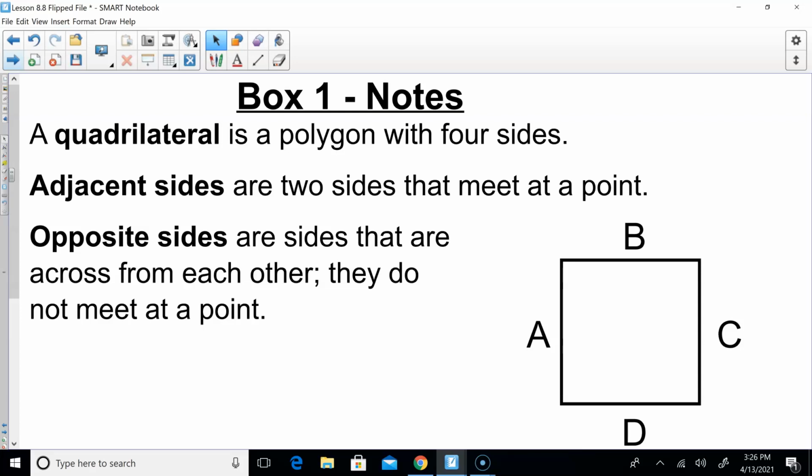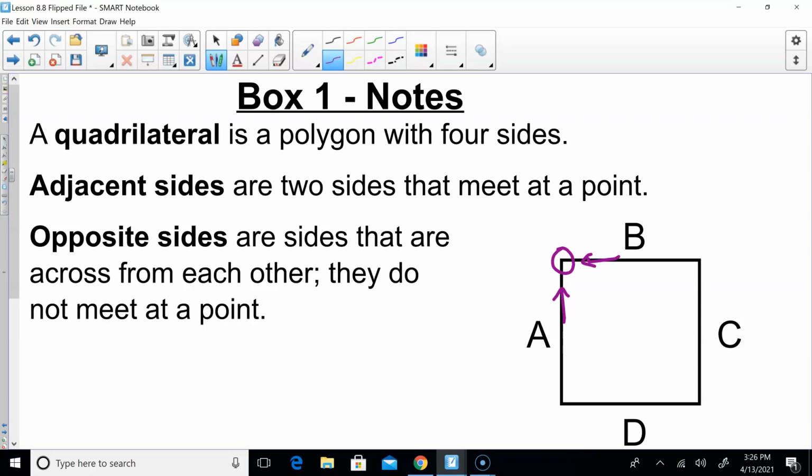And now, what is a quadrilateral? Well, a quadrilateral, by definition, is a polygon with four sides. So quad means four, lateral means sides, so it's four sides. Adjacent sides are two sides that meet at a point. So if they're adjacent, they come together and meet at a point. So for example, A and B meet right here at this point. So here's A, there's B. So A and B are adjacent sides because they meet at a point.